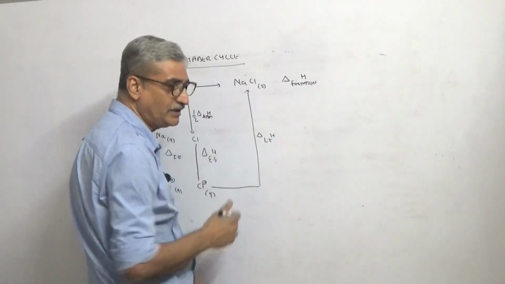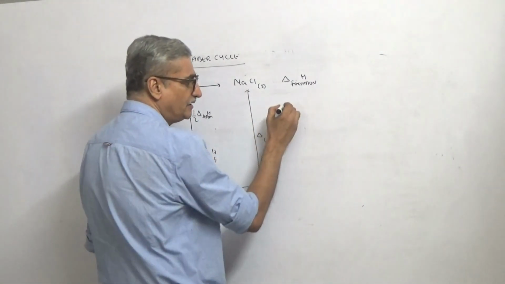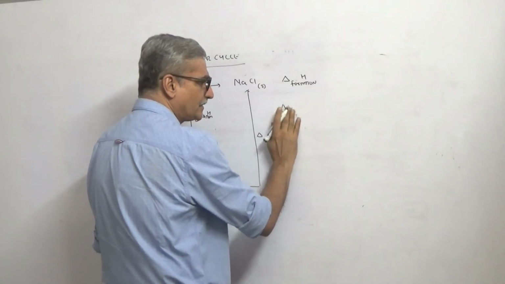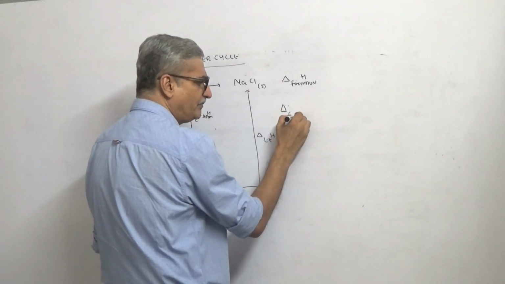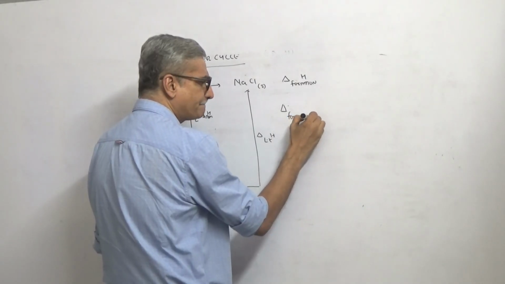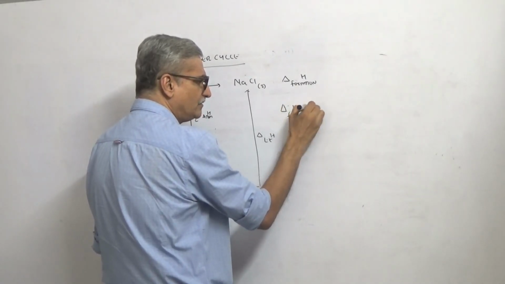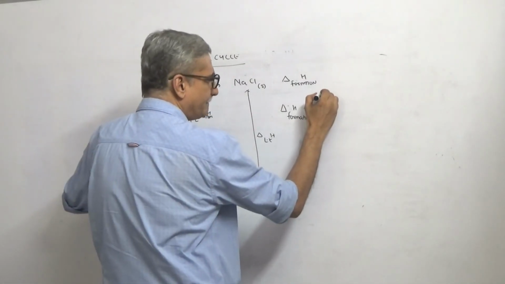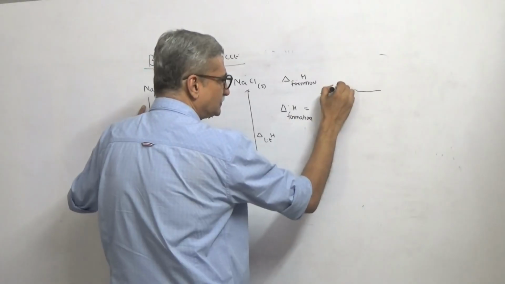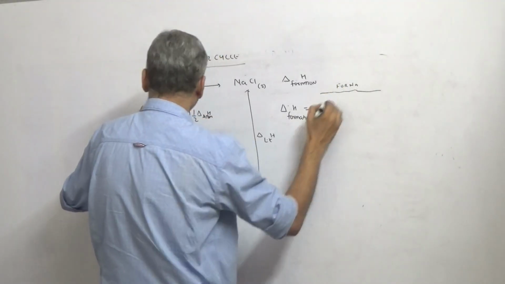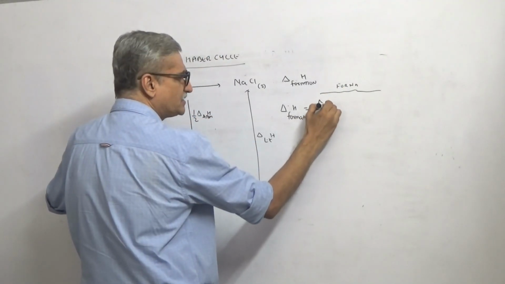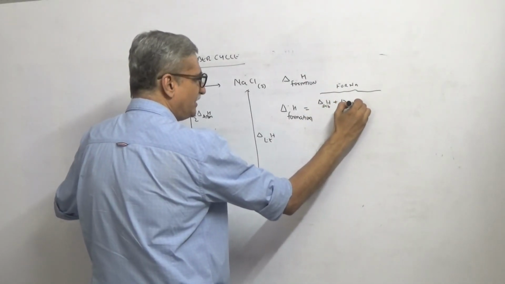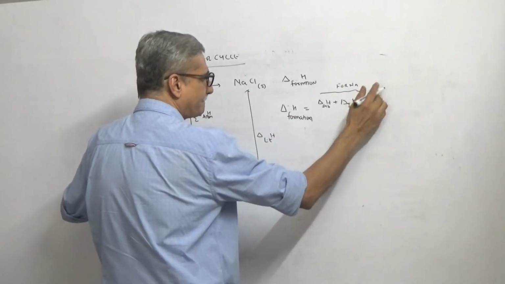So now what does the Born-Haber cycle say? Your delta H formation will be equal to, for sodium, delta sublimation H plus delta ionization enthalpy H.